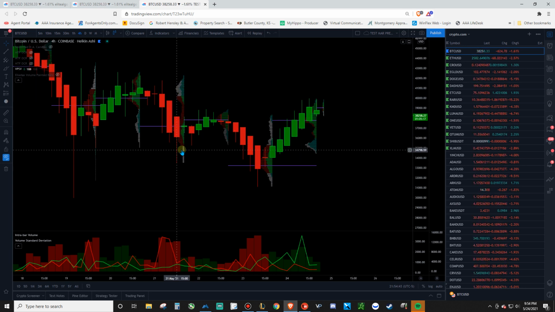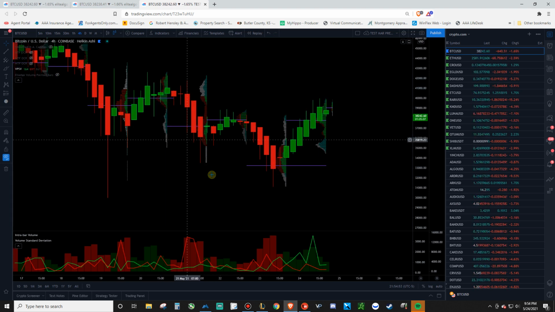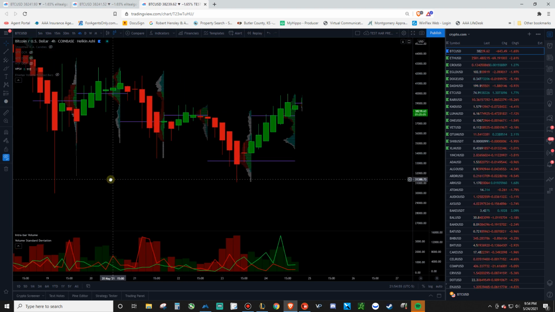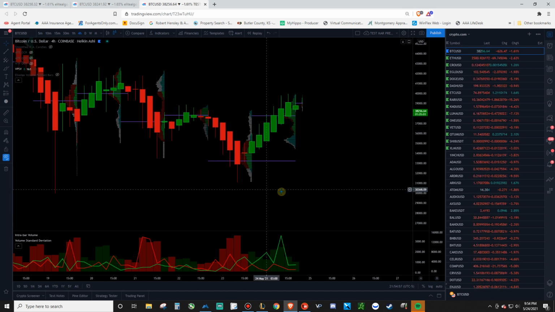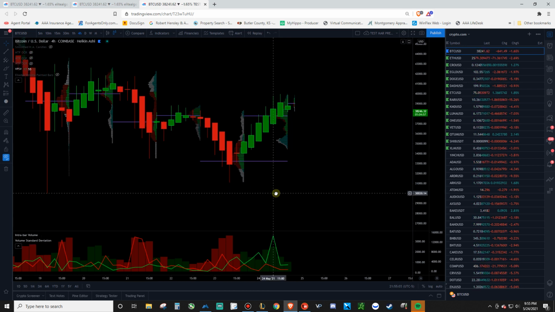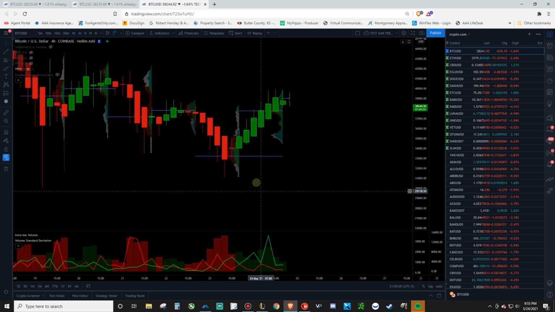Trapped longs here, because they probably bought it at the beginning of the day and then got liquidated. Same thing here, a lot of trapped longs, and then they got liquidated. And then, okay, so then you're coming into another test of that low, which was a pretty significant drop. So that's going to be a significant level here.